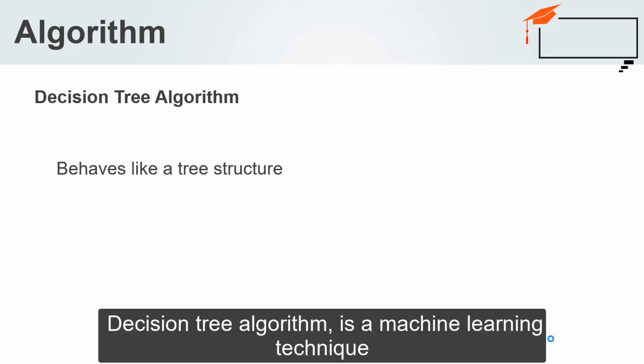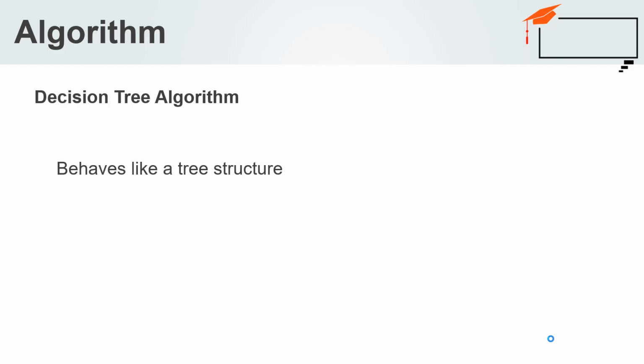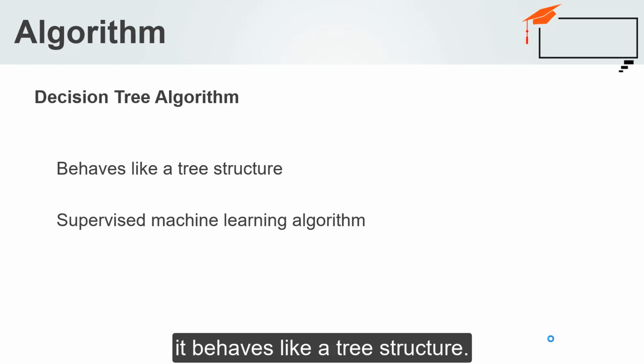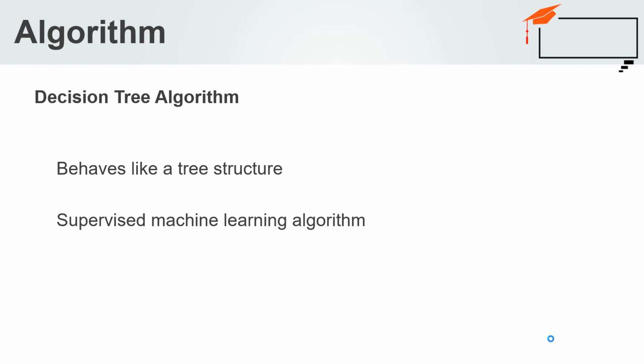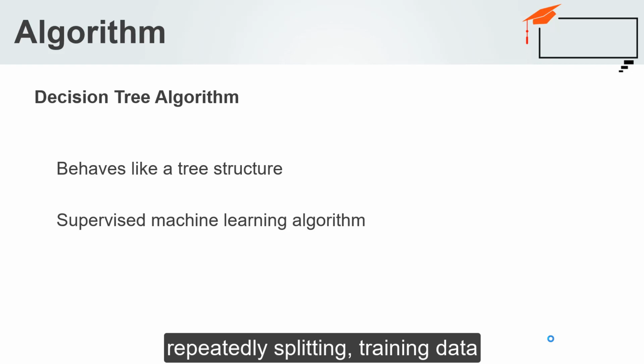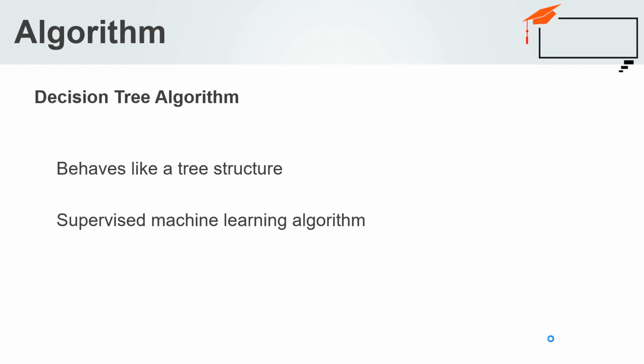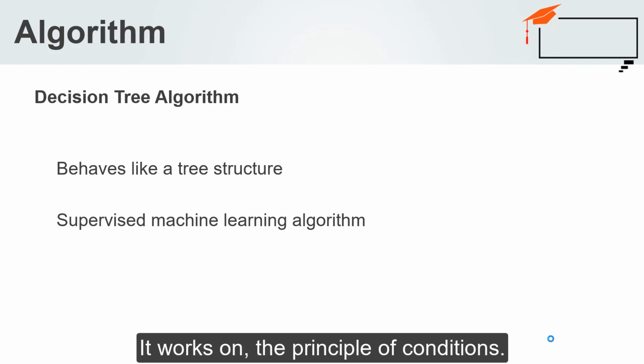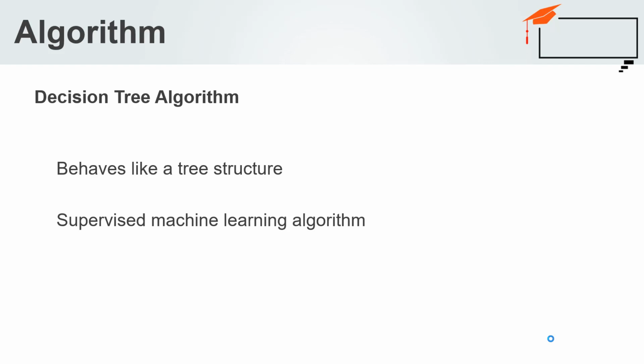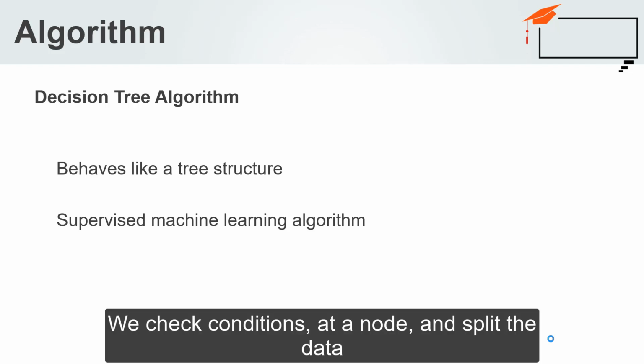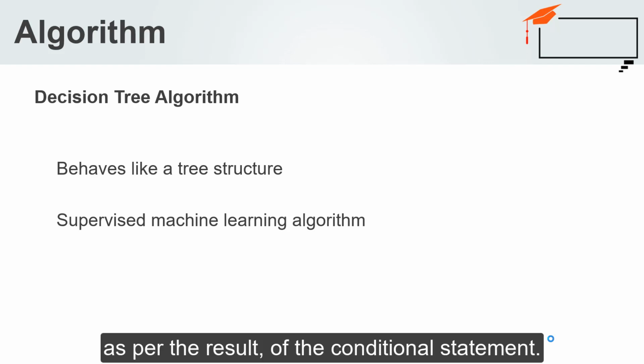Decision tree algorithm is a machine learning technique for making predictions. As its name suggests, it behaves like a tree structure. Decision tree is built by repeatedly splitting training data into smaller and smaller samples. It works on the principle of conditions. We check conditions at a node and split the data as per the result of the conditional statement.